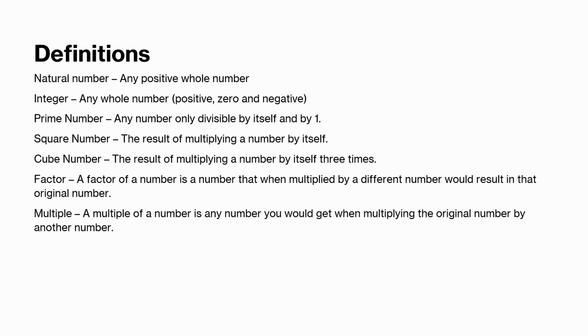A multiple of a number is any number you would get when multiplying the original number by another number. So for example, the multiples of 2 would be 2, because you get it when you multiply 2 by 1, 4, 2 by 2, 6, 2 by 3, and so on.